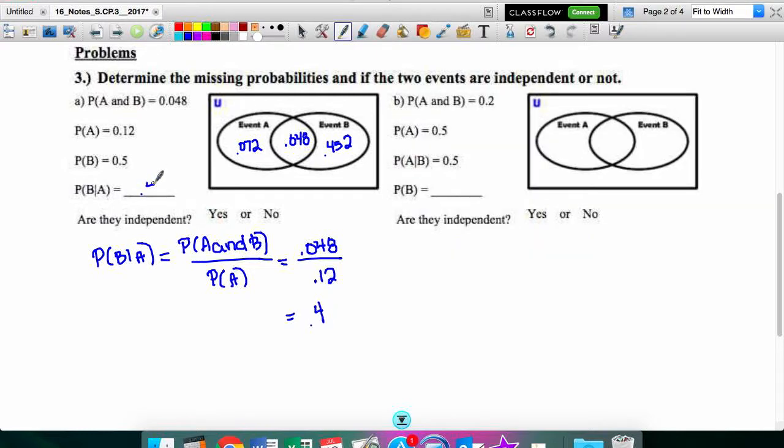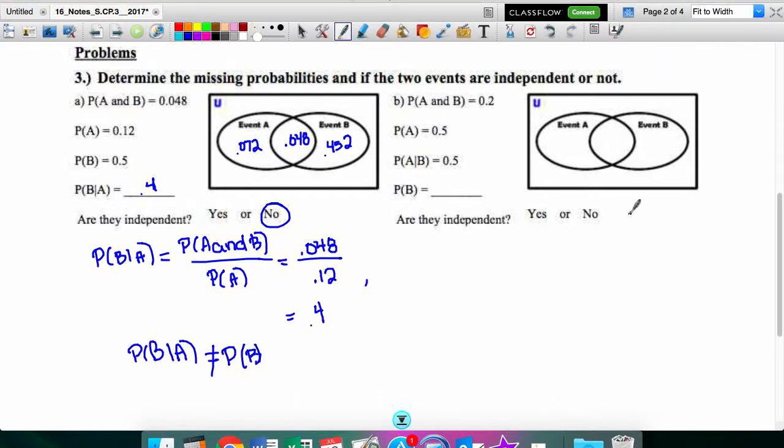Notice that the conditional probability of B is not the same as the regular probability of B. So since the probability of B given A is not equal to the probability of B, the two events cannot be independent, because this is one of our independent statements, that the conditional probability and the regular probability must match. So no, they are not independent. The Venn diagram, notice, was not really needed in this particular example because I was given all of the information that I needed to calculate my conditional probability.